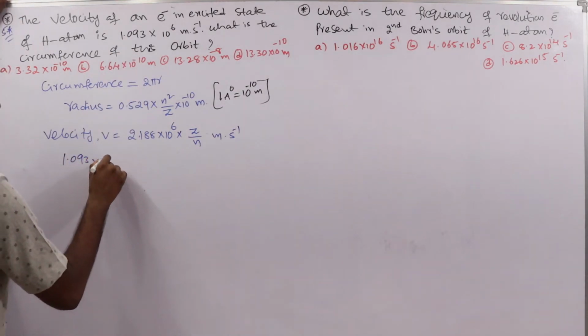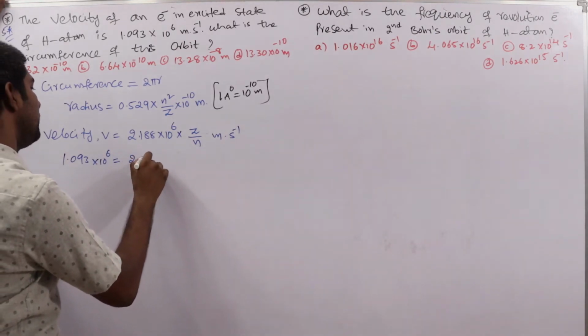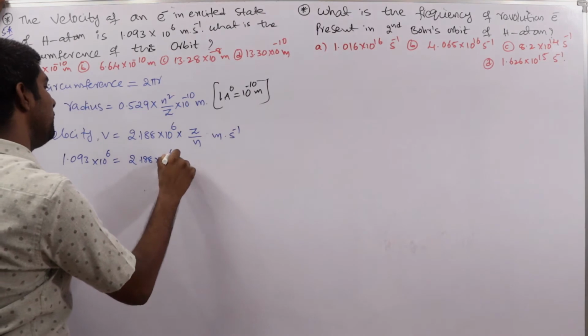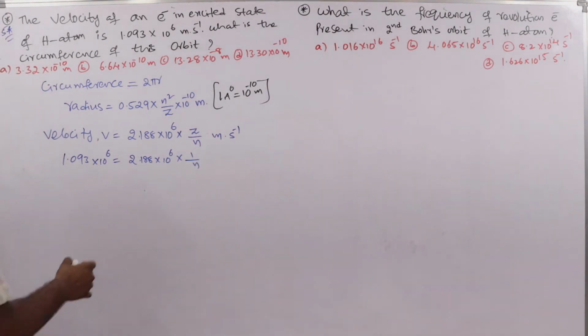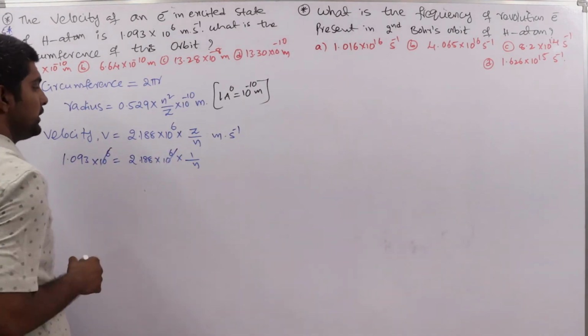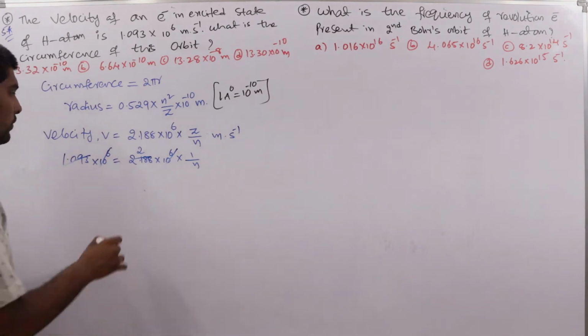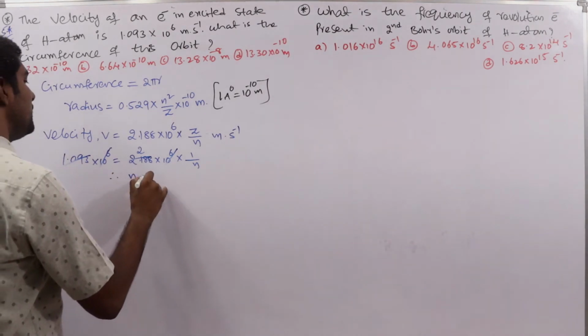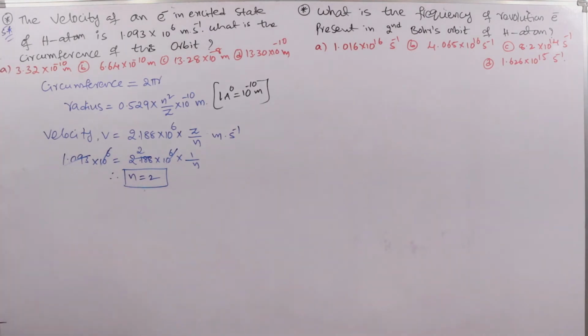1.093 into 10 power 6 meter second inverse equal to 2.188 into 10 power 6 into 1 by n. For hydrogen atom Z equal to 1. See, 10 power 6 will get cancelled. This is approximately almost equal to 2. So therefore we get n is equal to 2.